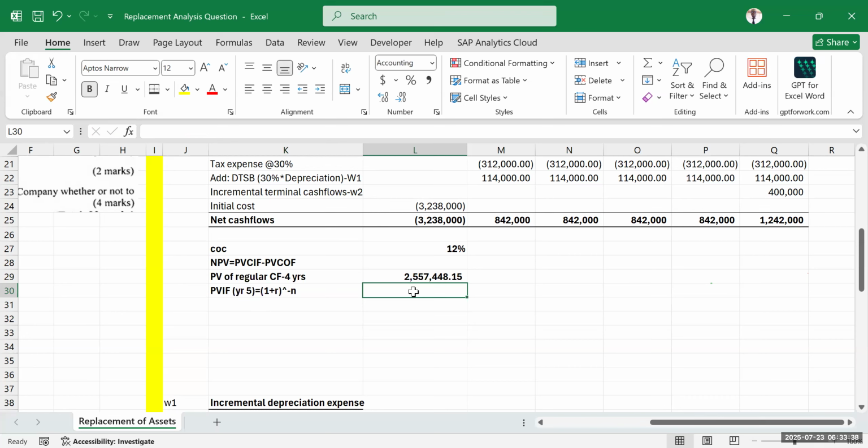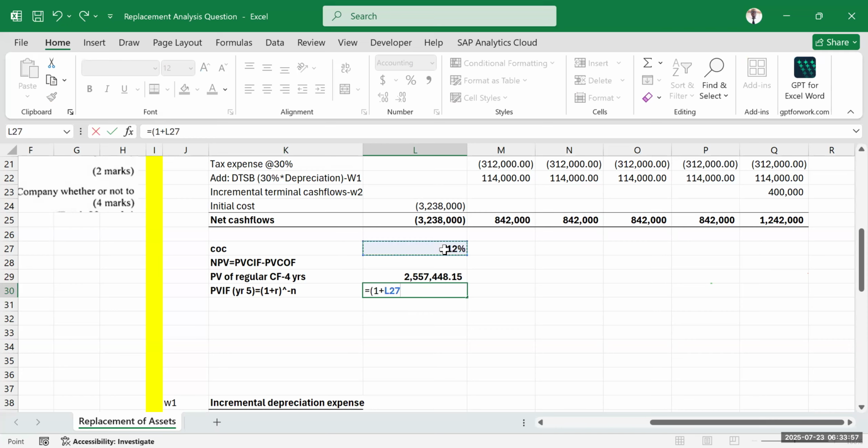Now, with that, let's go ahead and now get that value factor. Because we don't have tables here, but with Excel, you can be able to get the discounting factors very easily using that approach. So 1 plus R, what is R? R is the discounting rate, the cost of capital.